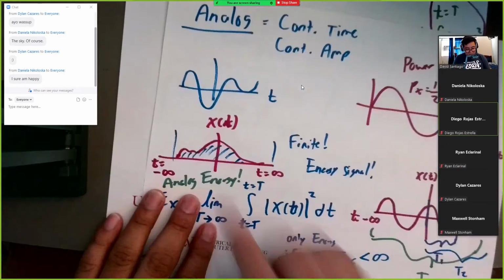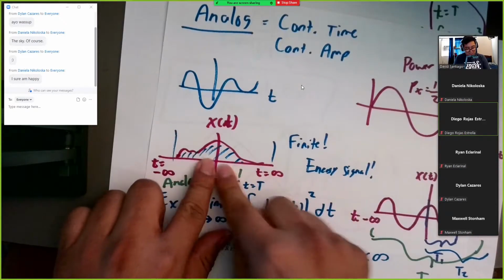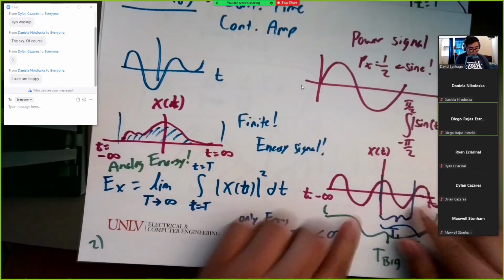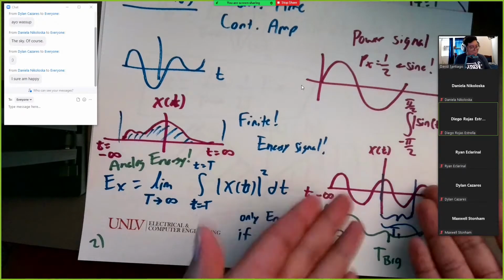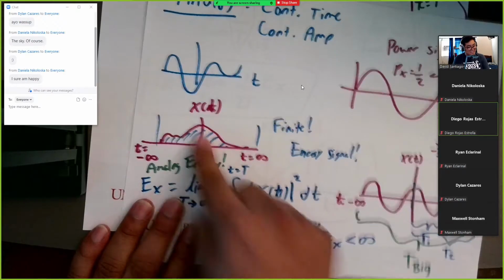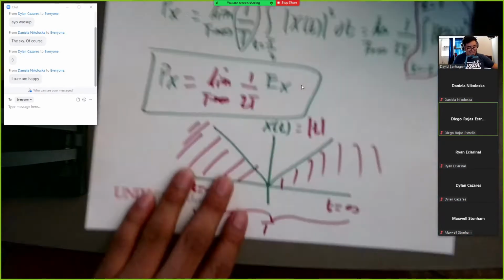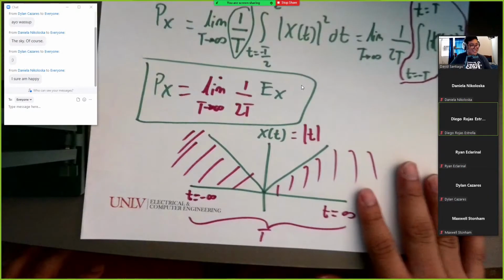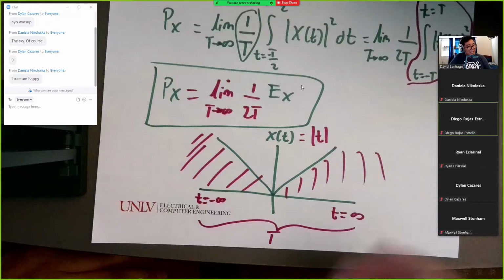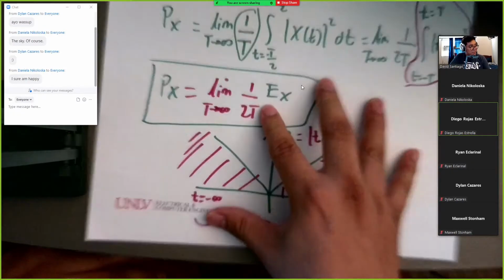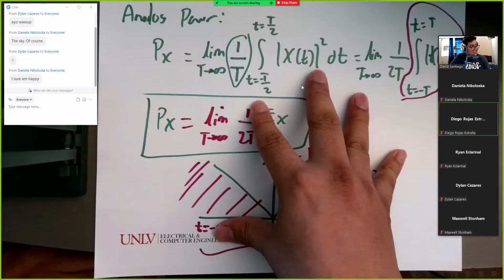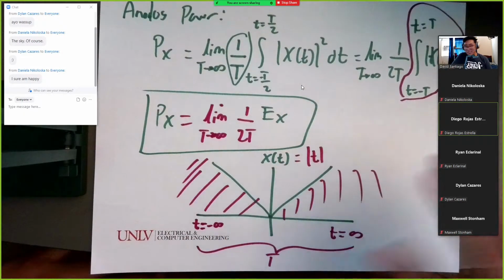Or, oh, I'm given this blip or this piece of information. Oh, it's an energy signal. Or, oh, I'm given a periodic signal. It's a power signal. So keywords are, if it's finite like this, energy. If it's periodic, power. And if it just goes to infinity like this, it's neither. All right? Does that clear stuff up? And you can also apply this to the discrete version, but I think it's easier to explain it in the analog case.